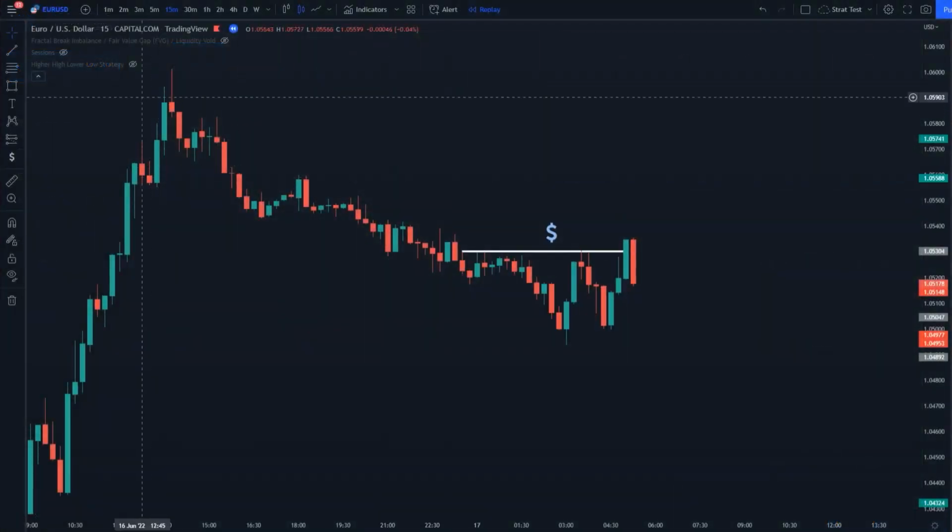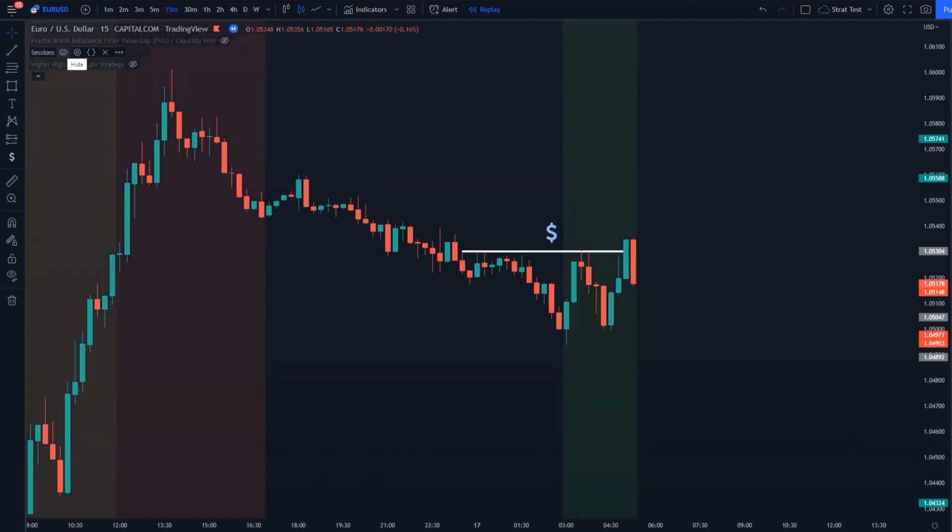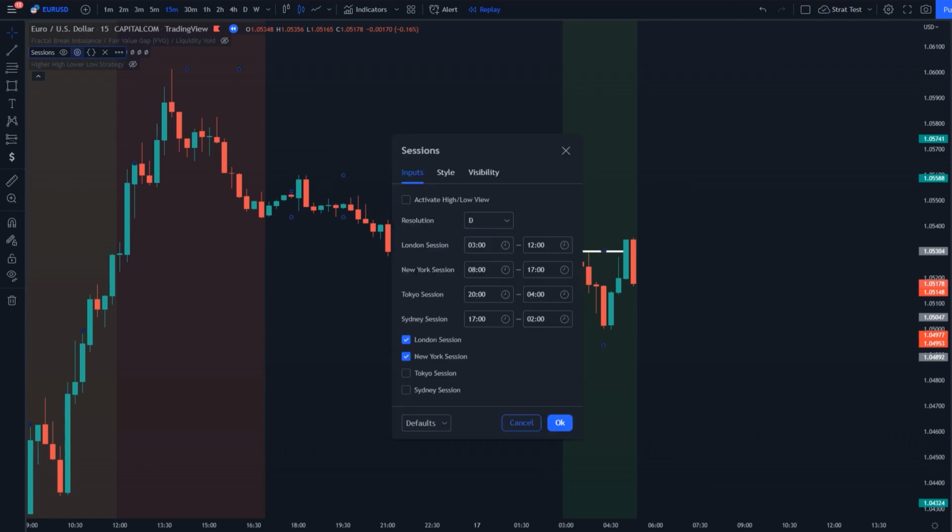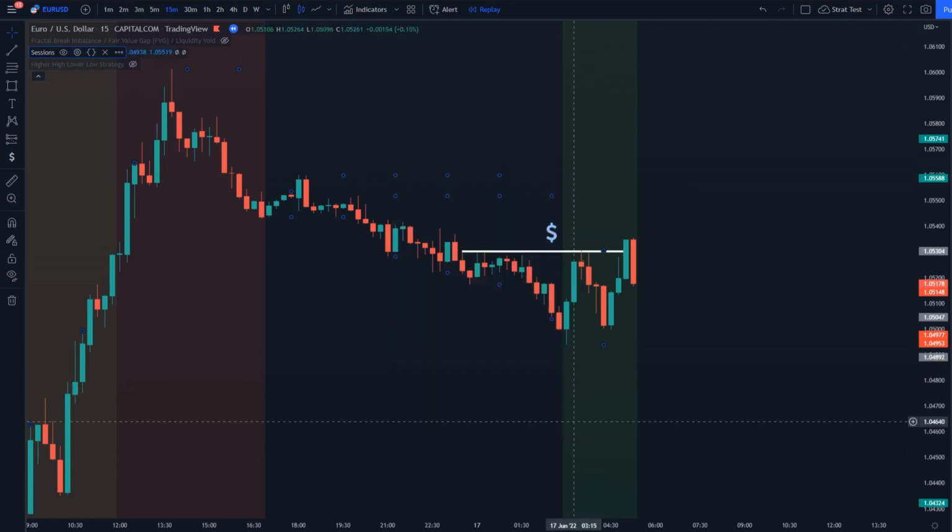This is Euro USD, the 15 minutes time frame, and I'm going to explain by this example how to take the trades using this strategy. I like to enable the sessions indicator because my preferred session to trade this strategy is London. It has a green background, and when I open the preferences of this indicator, you can see the different times for the sessions. I enabled the session London and New York. London is green and New York is red.